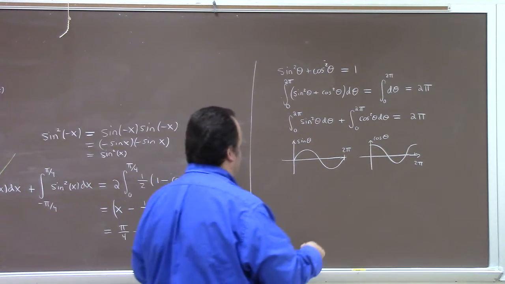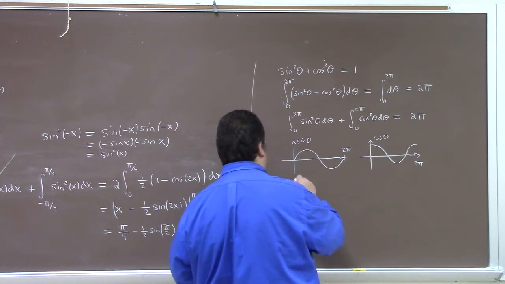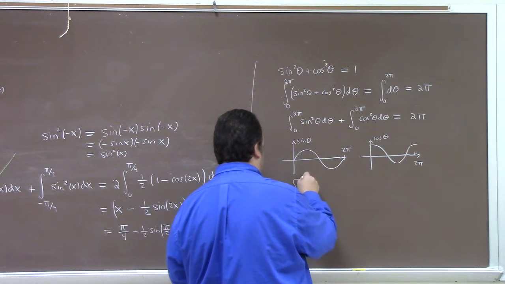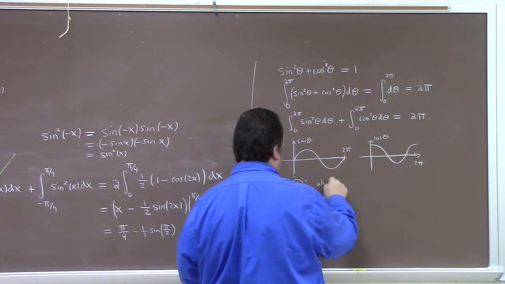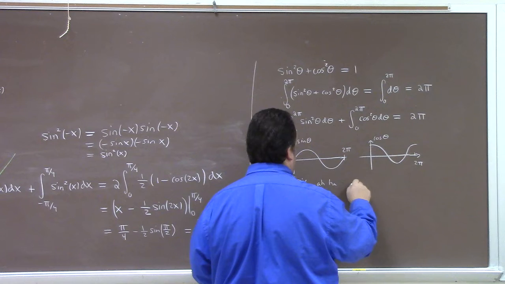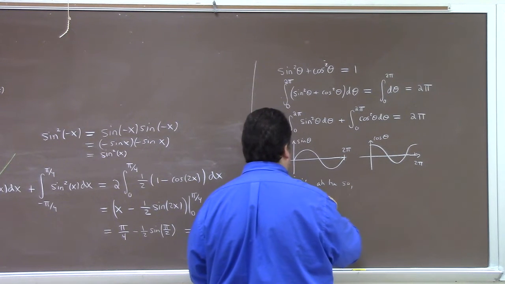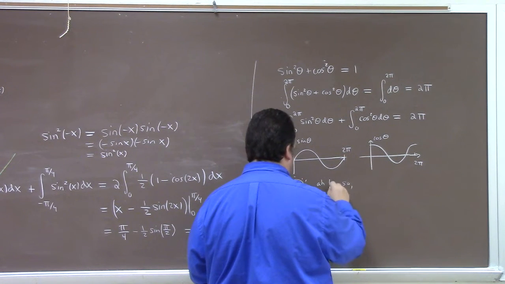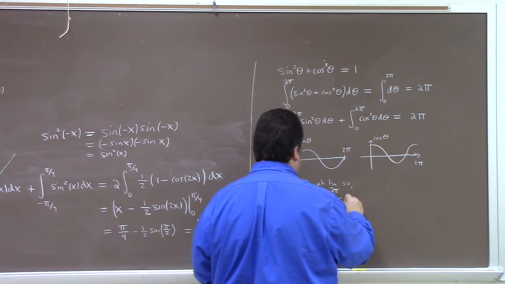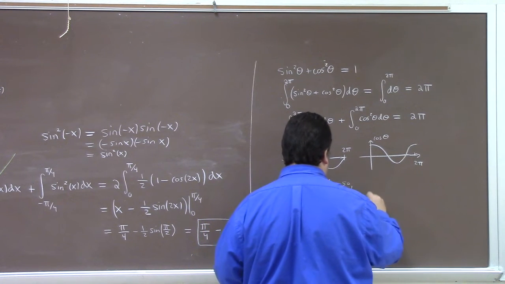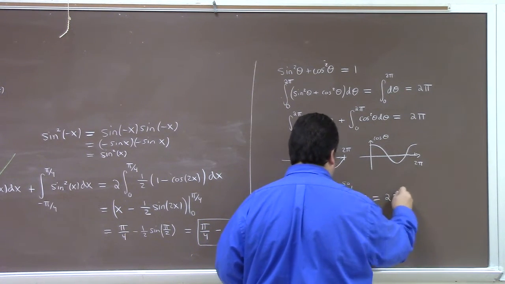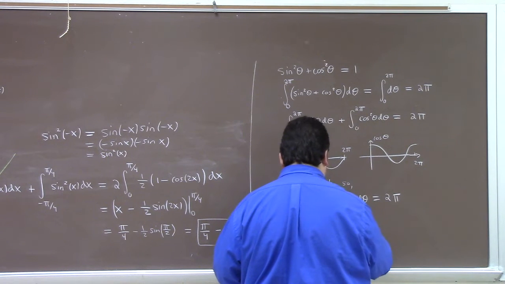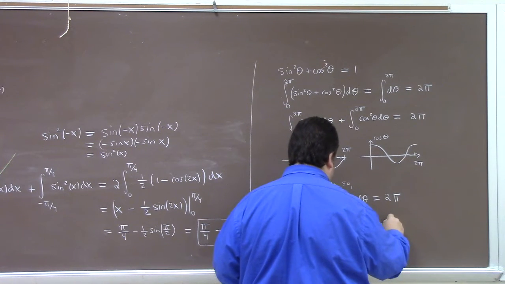So that tells me, this is kind of the trick, right? Aha. Twice the integral from 0 to 2 pi of sine squared theta d theta is equal to 2 pi, which tells me that the integral from 0 to 2 pi of sine squared theta d theta is pi.